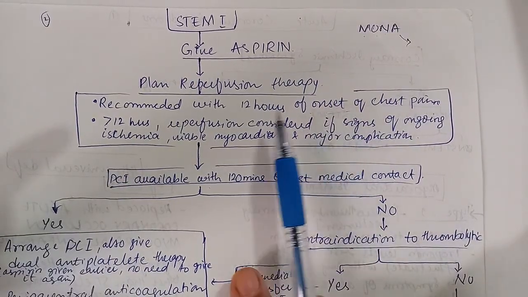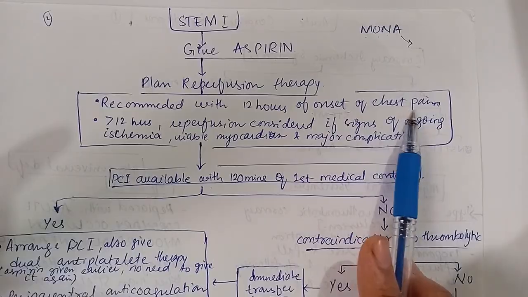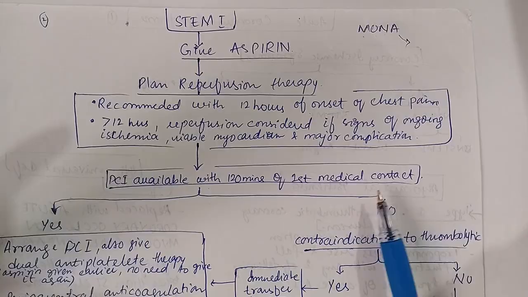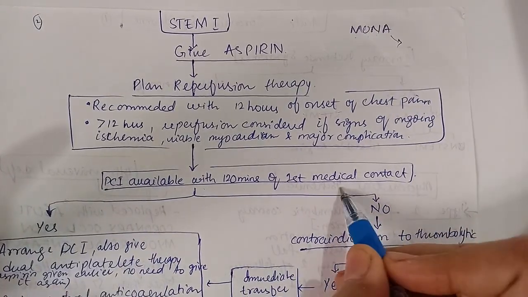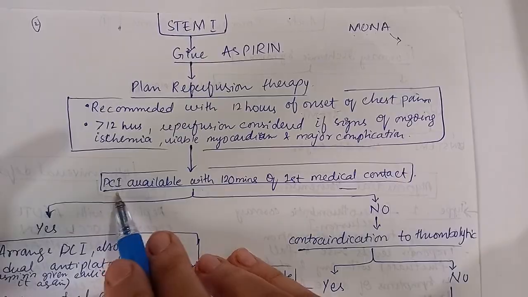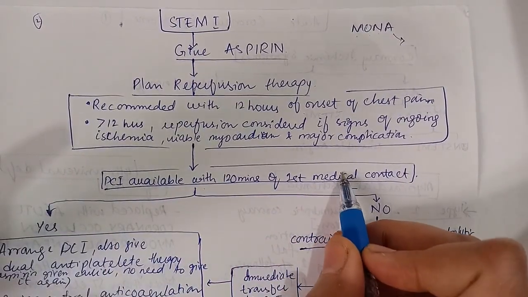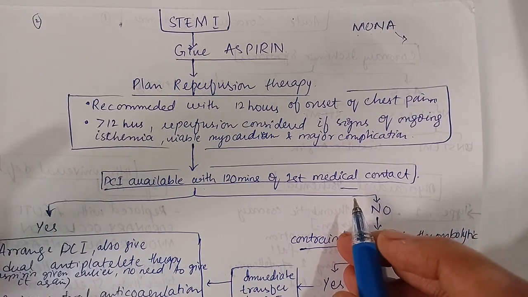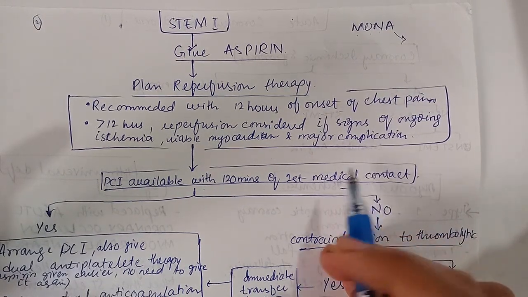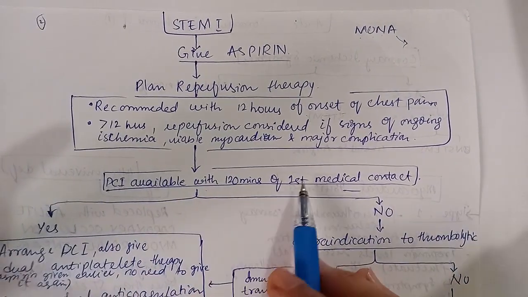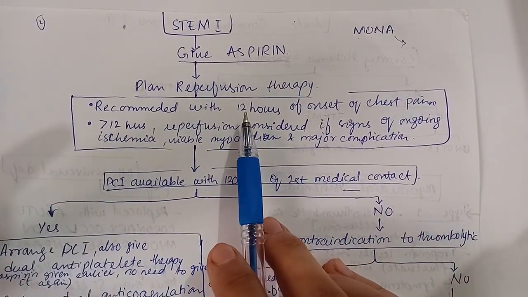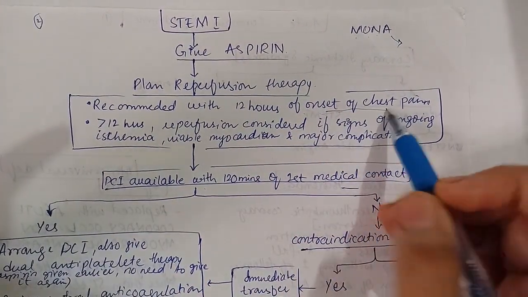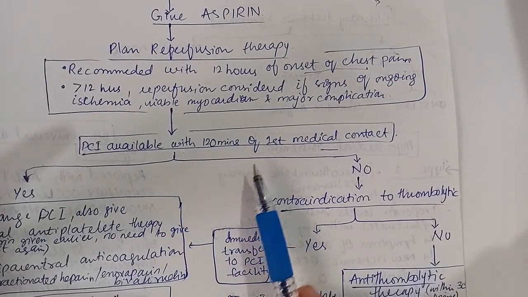Now the patient has presented to you within 12 hours of onset of chest pain. Now you are going to see if the PCI is available within 120 minutes of first medical contact. You have to look for these two sentences. PCI has to be given within 120 minutes of first medical contact, the first time he presented to your clinic, or the first time he presented to you. So it is the first medical contact, and PCI has to be given within 120 minutes of the first medical contact, while reperfusion therapy is to be planned within 12 hours of onset of chest pain.